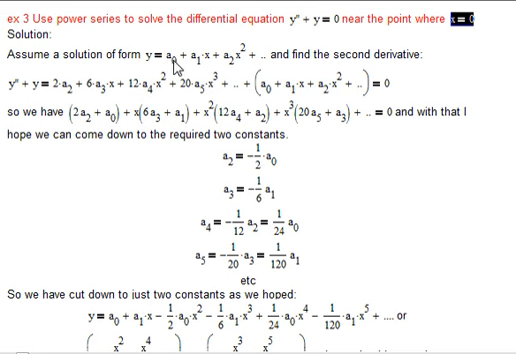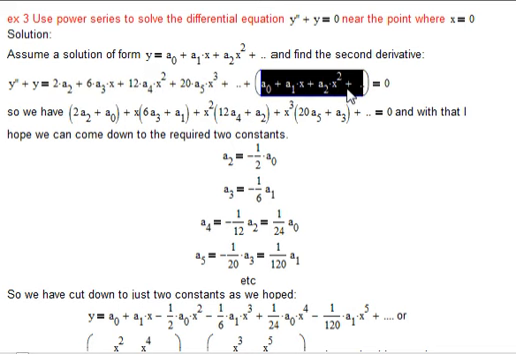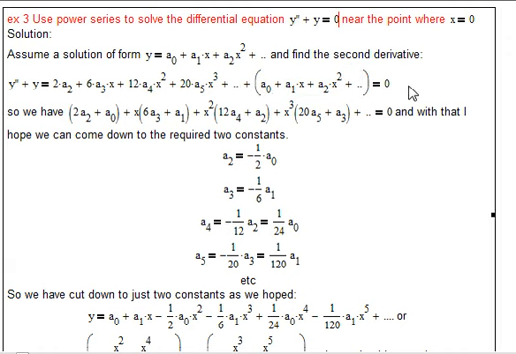So assume a solution of a form like this, a power series, and find its second derivative. Well, the second derivative would be 2a2 plus 6a3x plus 12a4x squared. This is 2 times 1, this is 3 times 2, this is 4 times 3, this is 5 times 4. I think you see the pattern. So that is our y double prime, and then added to our y function itself, we set that equal to 0.